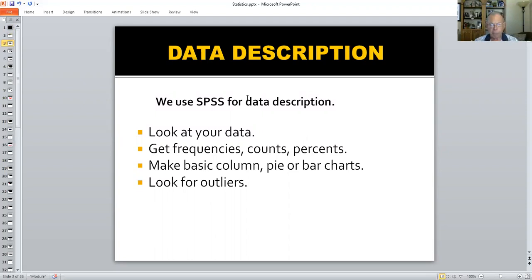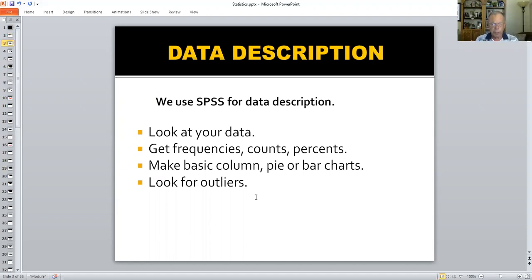That means you're going to have a spreadsheet in SPSS. Now, I know there are other spreadsheets out there. There's Excel and so forth, but we use SPSS, and the first window that we encounter in SPSS is the data window.